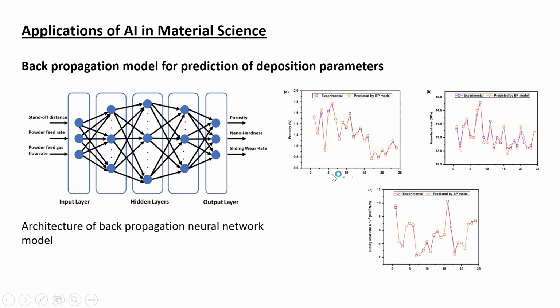Whenever we did the prediction, you can see these are the experimental results, and these are the results predicted by the backpropagation model for three different outputs. One is porosity, then hardness, and then wear rate. You can see the predictions are very close to the experimental results that we obtained. This paper we have published in a Springer journal.